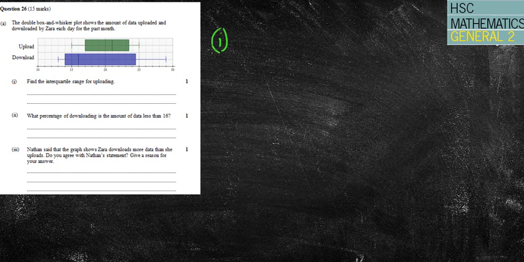So the first question says find the interquartile range for uploading. Uploading is green. We've just been doing the interquartile range. We know that to be Q3 subtract Q1. It's a little bit hard to read, I know. It's a bit small on the page, but that's okay.